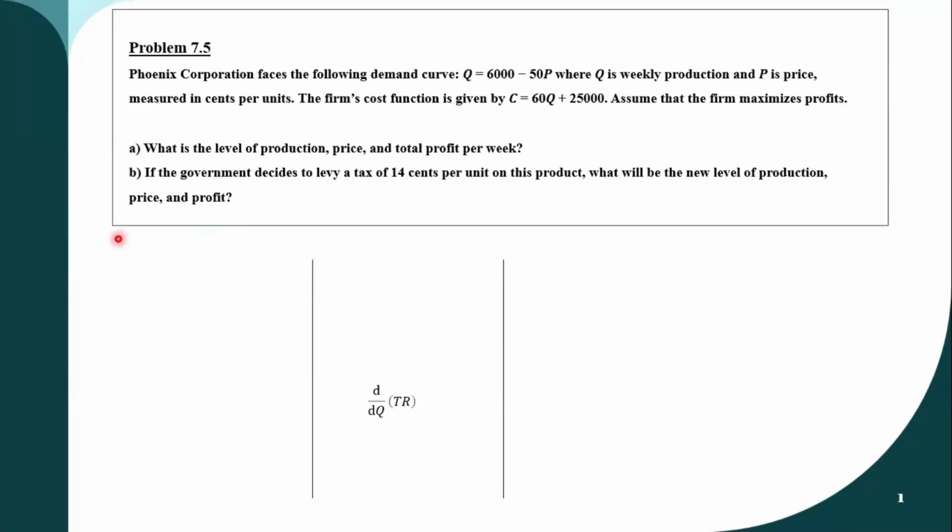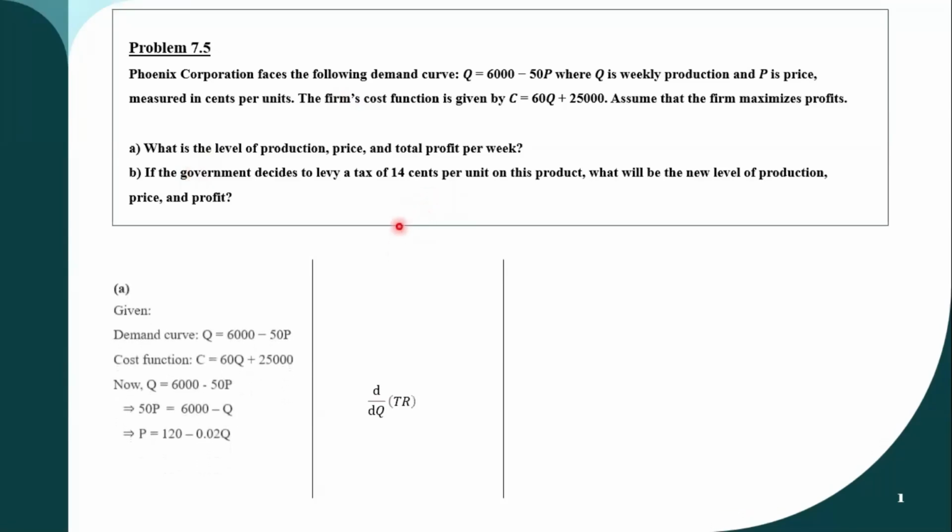The next problem is: Phoenix Corporation faces the following demand curve, Q equals 6,000 minus 50P, where Q is weekly production and P is price measured in cents per unit. The firm's cost function is given by C equals 60Q plus 25,000. Assume that the firm maximizes profit. The first question is: what is the level of production, price, and total profit per week?